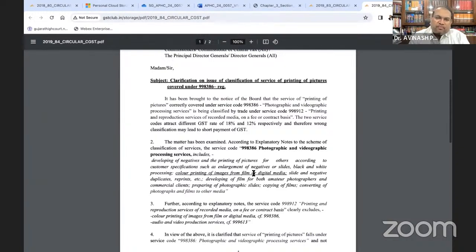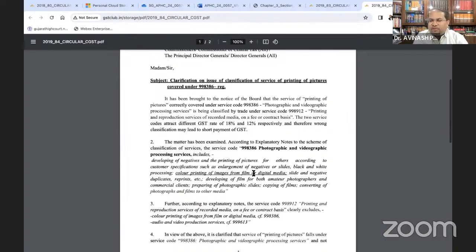Let us read it. It has been brought to the notice of the Board that the service of printing of pictures, correctly covered under service code 998386, photographic and videographic processing services, is being classified by trade under service code 998912, printing and reproduction services of recorded media on a fee or contract basis. The two service codes attract different GST rates of 18% and 12% respectively, and therefore wrong classification may lead to short payment of GST.